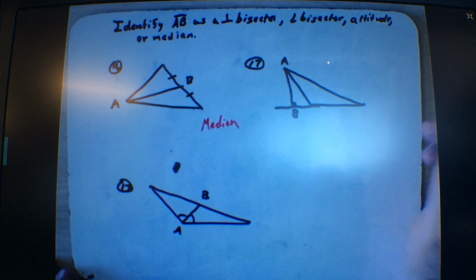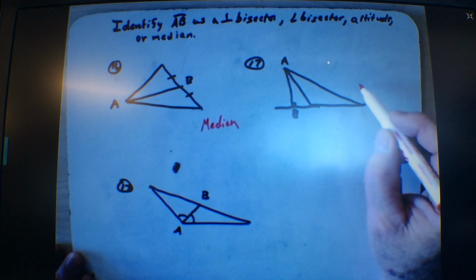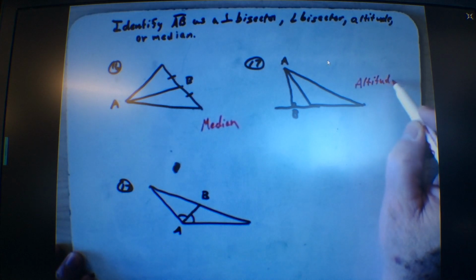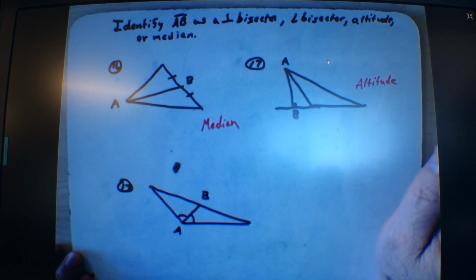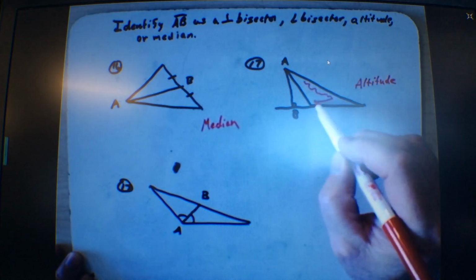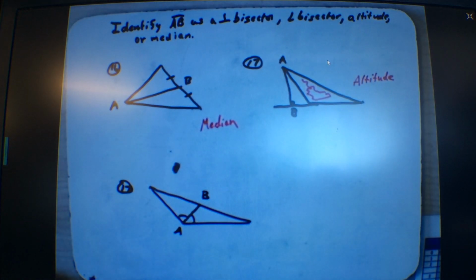All right, so 17, altitude. This is an altitude. Notice that this is the triangle here. It's an obtuse triangle, and where is the altitude? It's outside of the triangle, okay?